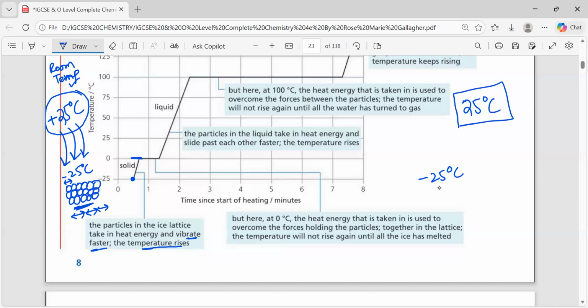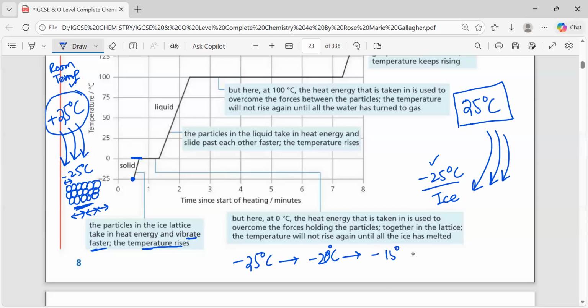So when you place ice in the room, what will happen? The ice temperature was minus 25, so it will absorb heat energy from the room. Then what will happen? The ice temperature will rise. How will it rise? Initially minus 25 degrees, then maybe minus 20, then minus 15, then minus 10, then minus 5, then 0 degrees. This I have written.